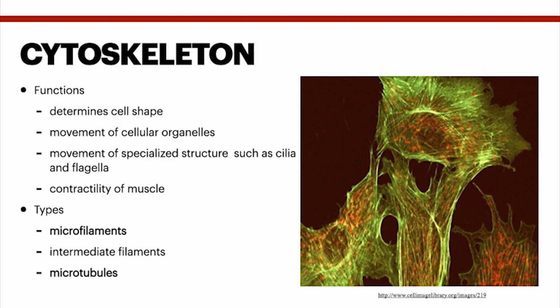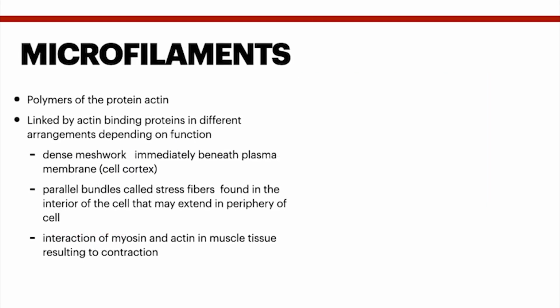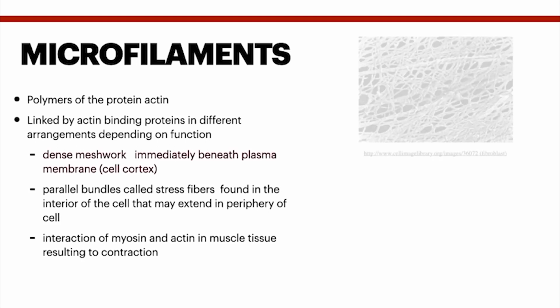This image shows two components of the cytoskeleton. Microfilaments are the red structures and microtubules are the green structures. Microfilaments are composed of polymers of the protein actin, abundant in cells. Actin-binding proteins link actin filaments in different arrangements depending upon function, such as internal support, cell attachment, or cell motility.